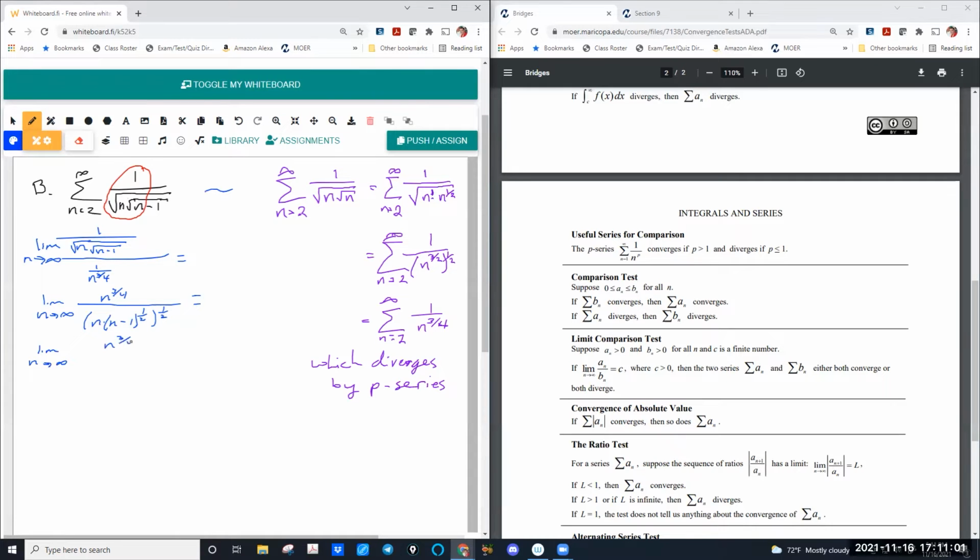So n to the 3/4 over n to the 1/2. Sorry, that didn't come out very clean. n to the 1/2 times, and now this is n to the 1/2 to the 1/2, excuse me, (n minus 1) to the 1/2 to the 1/2. It's going to be (n minus 1) to the 1/4.